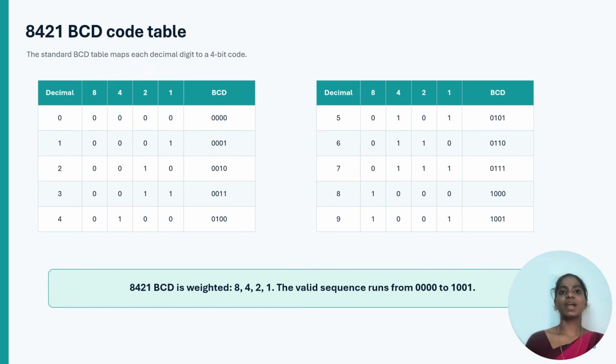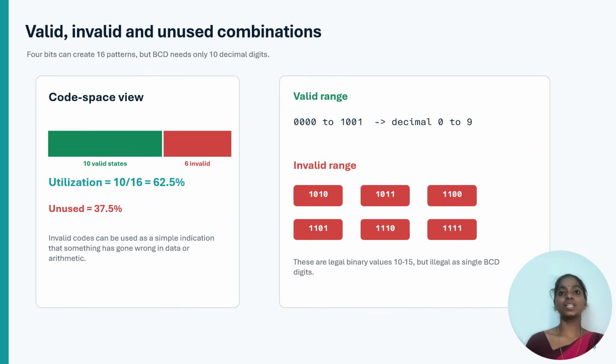A 4-bit pattern has 16 possible combinations, but one decimal digit has only 10 possible values. Therefore, BCD uses 10 combinations and leaves 6 combinations unassigned. A code such as 1010, which means binary value 10, is invalid in BCD.